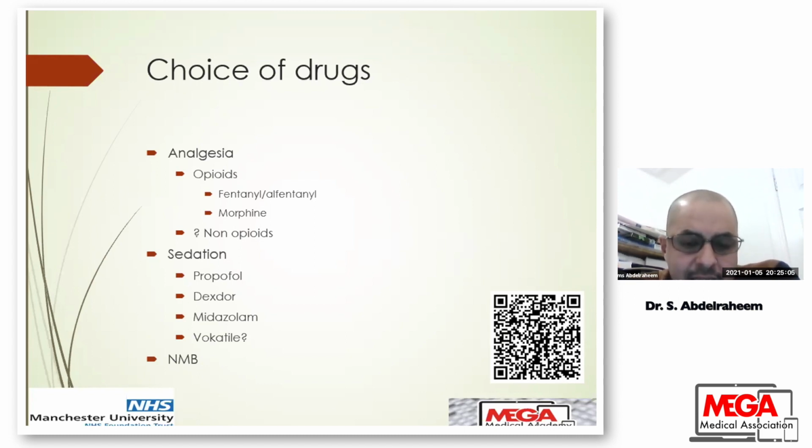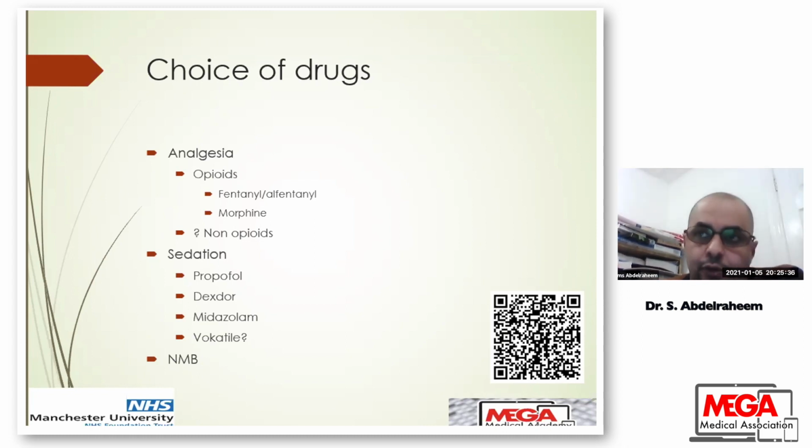But it does have some cardiovascular side effects, mainly hypotension and bradycardia. So you need to make sure that the side effects are limited when using dexmedetomidine. And we can also use the volatiles. And finally, the neuromuscular blockers I'm not going to talk about because this has been discussed before. So with each of these drugs, you need to be aware of the side effects.